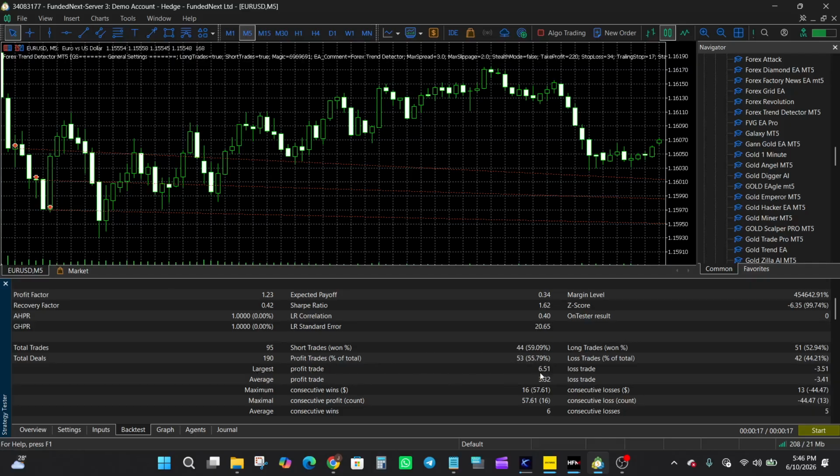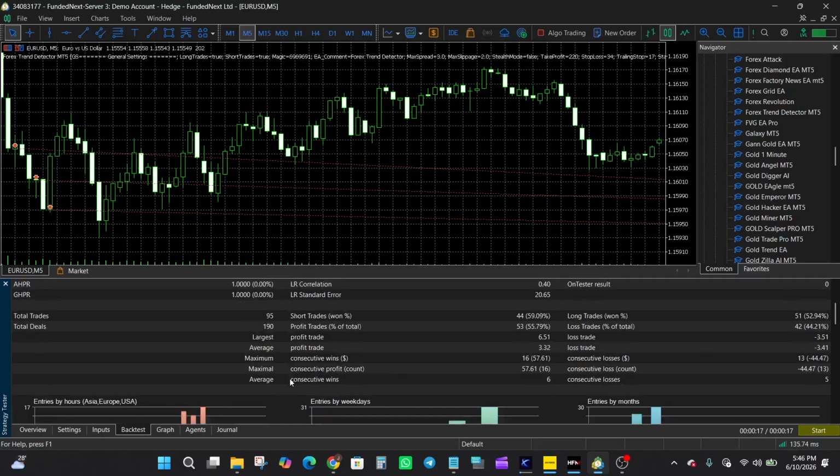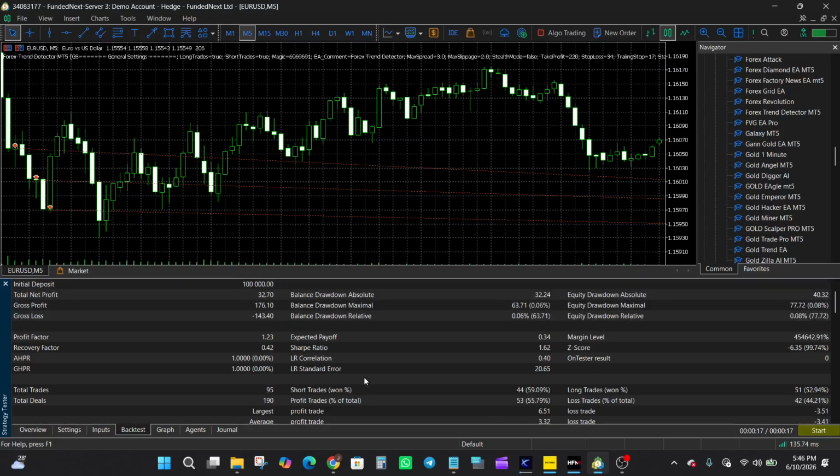Now, the largest profit was 6.51 and the largest loss was 3.51. The average profit was 3.32 and the average loss was 3.41. So this gives us an average risk to reward ratio that is not good, because the average loss is actually bigger than the average profit. So in as much as the average risk to reward ratio is close to 1:1, the losing trade on average is more than the winning trade on average, right? So it's a bad RRR.